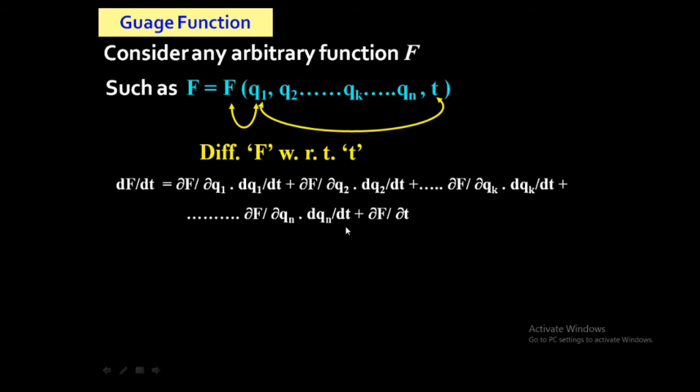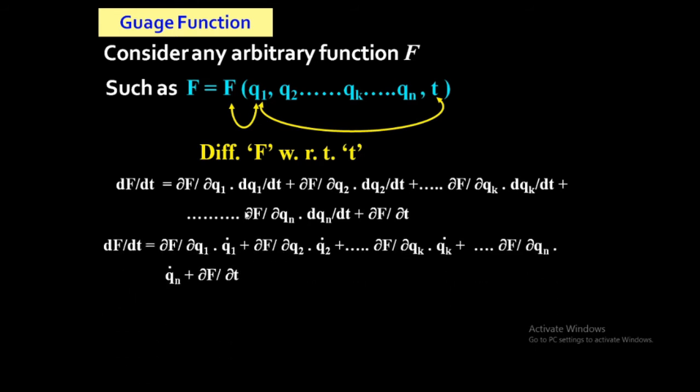For time derivative you can use dot. dr by dt you can write as r dot. So dq1 by dt you can write as q1 dot. dq2 by dt you can write as q2 dot. dqk by dt you can write as qk dot, and dqn by dt you can write as qn dot. So in the form of dot I am writing this. In place of dq1 by dt, q1 dot. In place of dq2 by dt, q2 dot. In place of dqk by dt, qk dot, and in place of dqn by dt I can write qn dot. So in that form of dot I have written it.